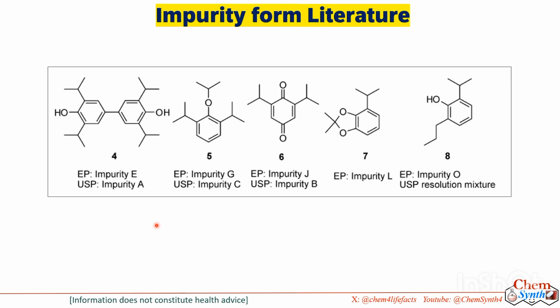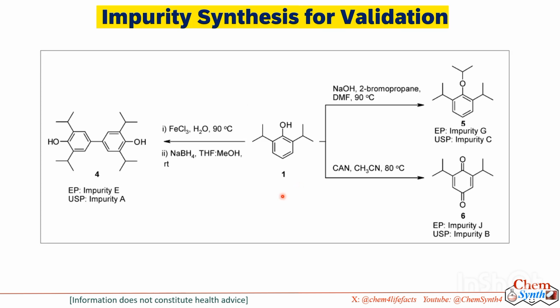For that purpose, they first identified some selective probable impurities. These are the structures, compounds 4, 5, 6, 7, 8. Now, as they wanted to validate these impurities, they targeted to synthesize these molecules and then validate through HPLC. Now in the next slide I will be discussing how they synthesized these impurities. From the synthesized final molecule itself, they synthesized 3 different probable impurities.